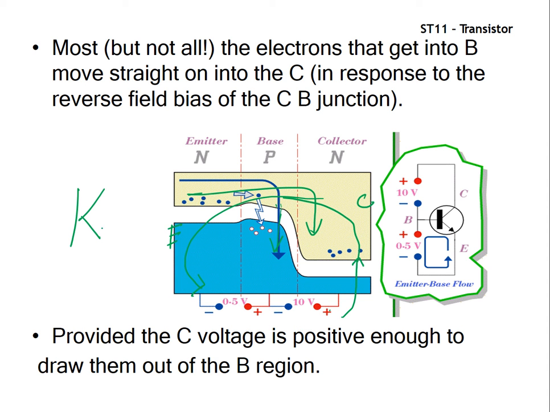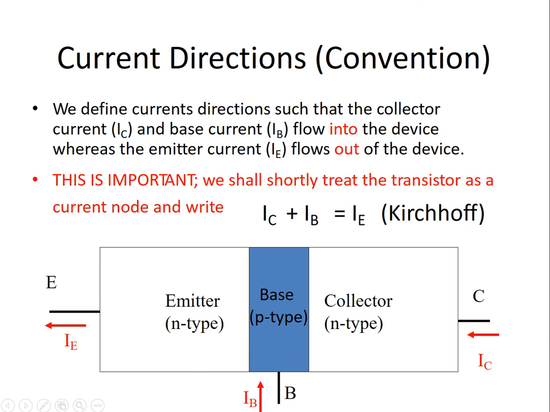If this is my NPN, this is base, this is collector and this is emitter. Now the current will start flowing from the collector to the emitter. The current which is flowing from the collector, we call this collector current or IC. The current which is coming from the base, we call this base current.